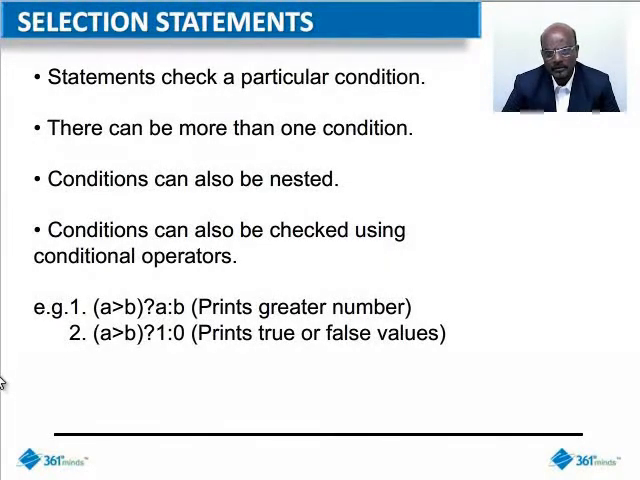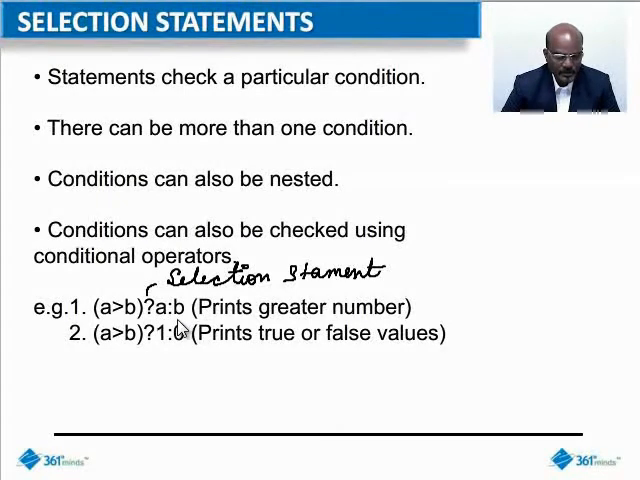But to check a condition very simply, you can just see the example over here. This is an operator. For example, I've used a conditional operator where I check if A is greater than B, and that question mark is my selection statement. So it will return a Boolean value or it will return the greater number. If I put A greater than B, question mark A colon B, if A is greater than B, then A gets printed. If B is greater than A, then B gets printed. So this is how you can check a condition, by just using these conditional operators.